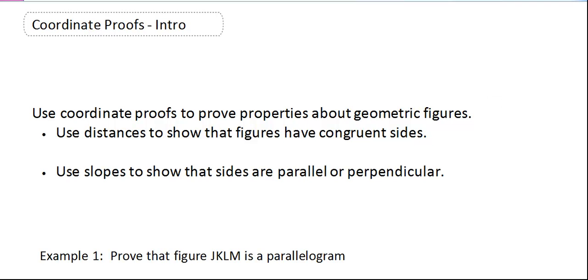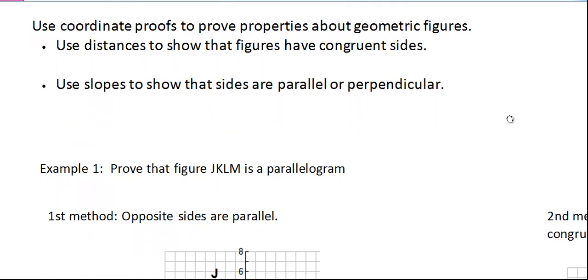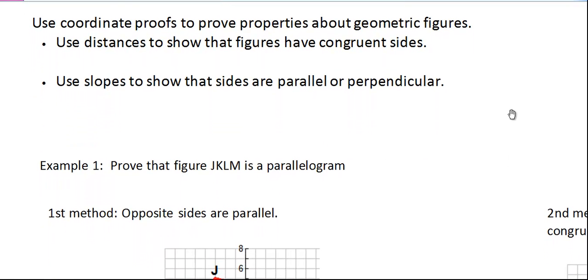Hi guys, today we're going to talk about coordinate proofs, which basically is using the knowledge we have about the coordinate plane to make determinations about geometrical figures, specifically using slopes and distance formulas, things like that. So there's two basic things that we want to do. We want to use distances to show that figures have congruent sides, right? And we also want to use slopes to show that the sides are parallel or perpendicular.